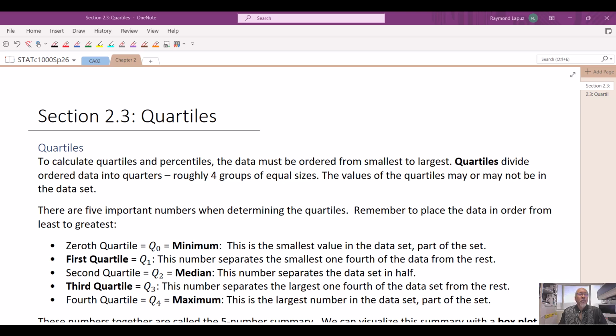Hello, this is Ray, and we're going to be talking about quartiles from section 2.3.